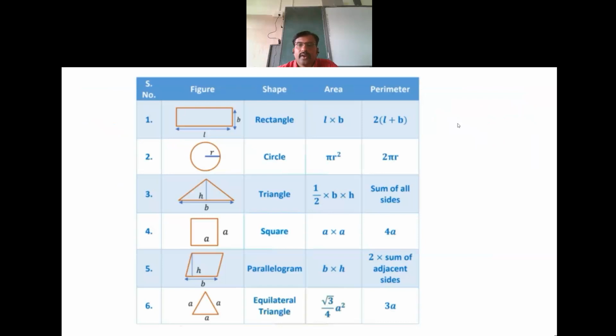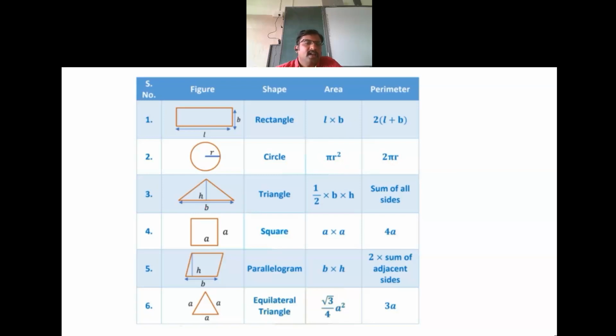Here I have brought a few figures and their area as well as perimeter. In the first figure you can see it's a rectangle. Length is L, breadth is B, hence the area is L into B and perimeter is 2 times of L plus B. A circle having radius r, its area is pi r square and its perimeter is 2 pi r.